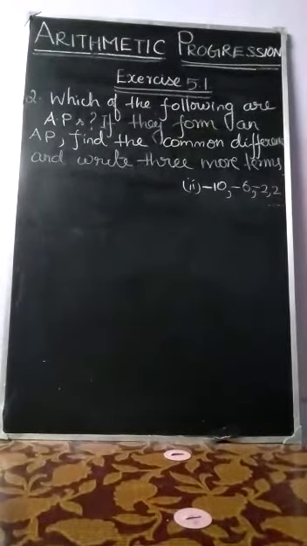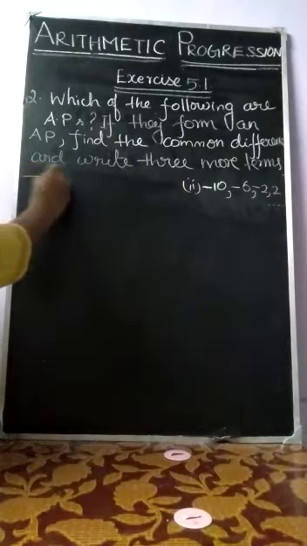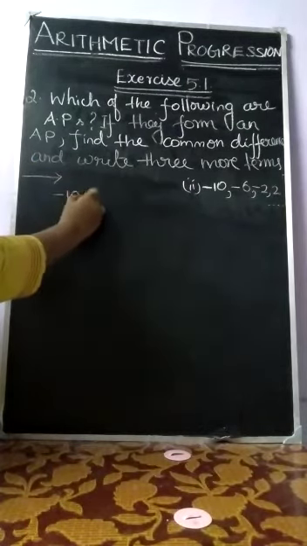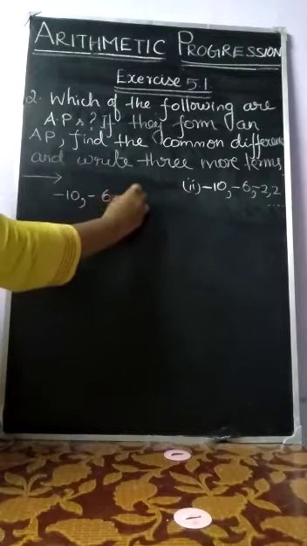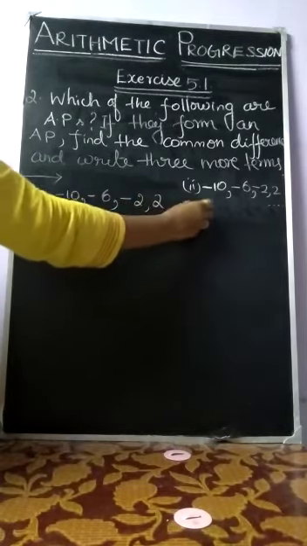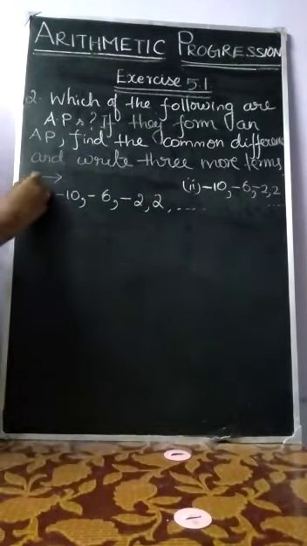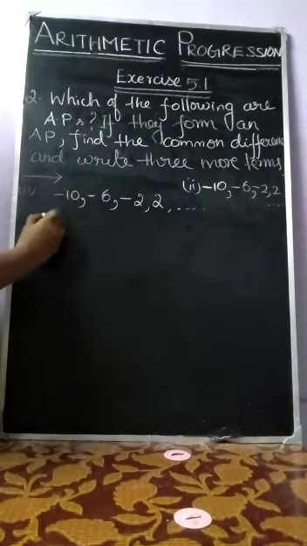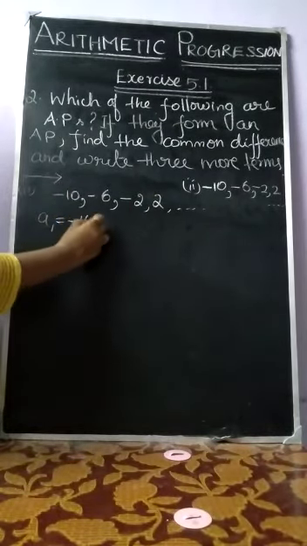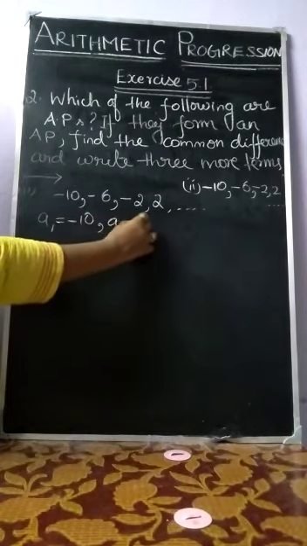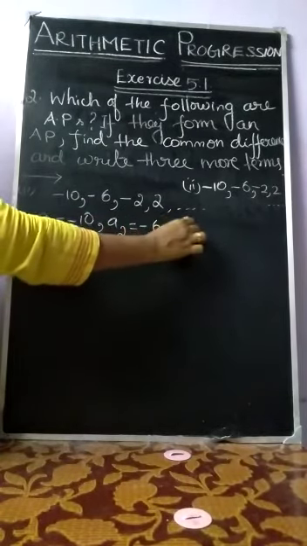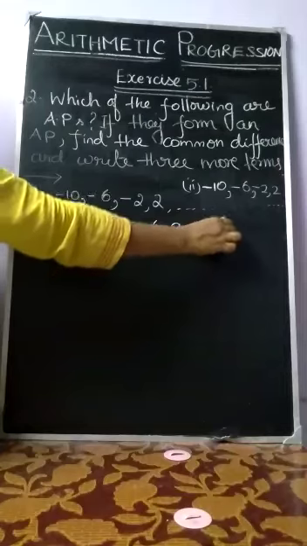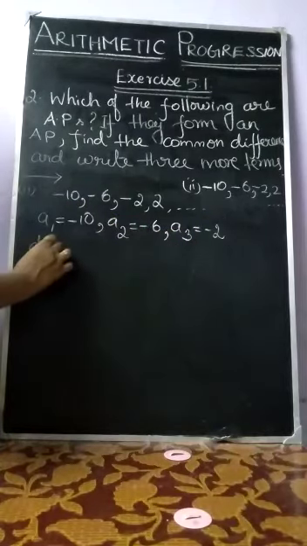Next, we are going to discuss the second subdivision. What is our question? Minus 10, minus 6, minus 2, 2, etc. These are the given values. Okay. First we have to take the first value. A1 is equal to minus 10. A2 equal to minus 6. And A3 equal to minus 2. We have to check the common difference first.